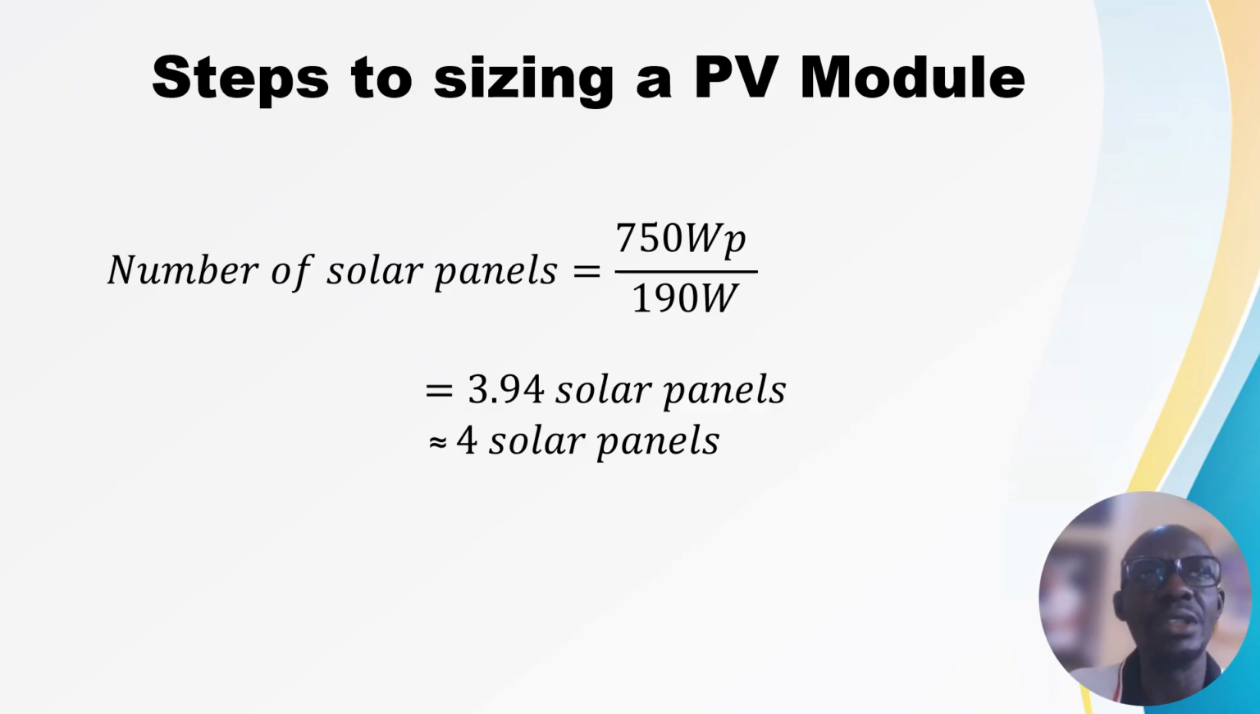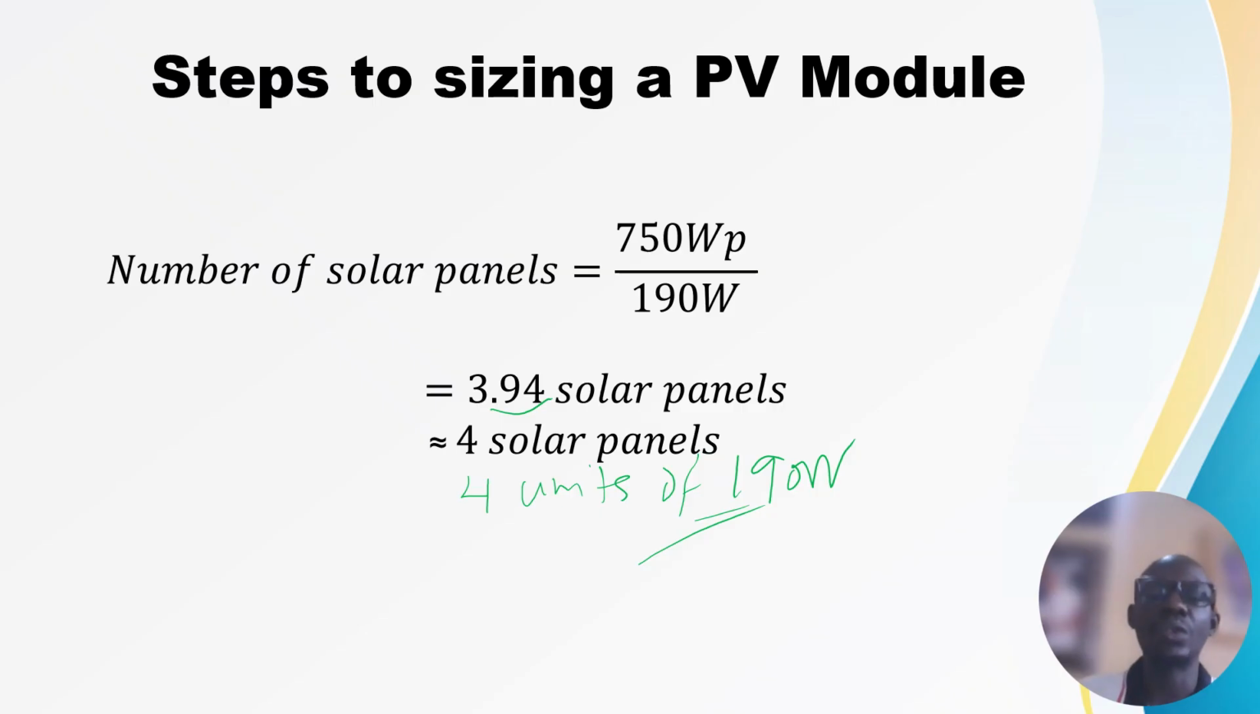Now you determine which panel you want to go for, and how many. So the number of solar panels will be 750 divided by 190. I choose 190. Are you getting it? That's the panel I want to use. So 750 divided by 190 will give me 3.94 solar panels. I can't get 3.94 solar panels. The 0.94, I can't get it in the market. So I need to round it up. It means I need 4 units of 190 watt solar panel. That's what I need for my system.